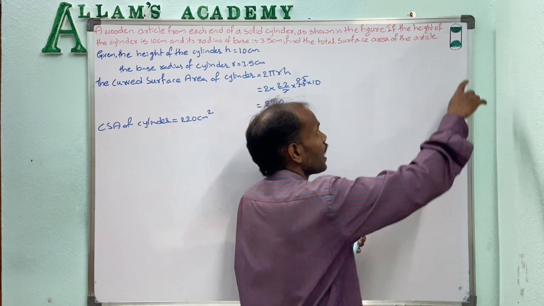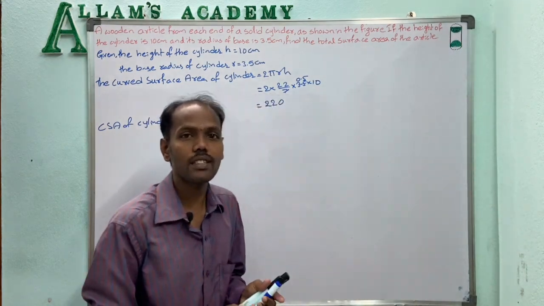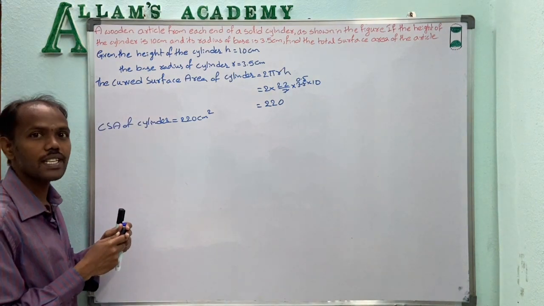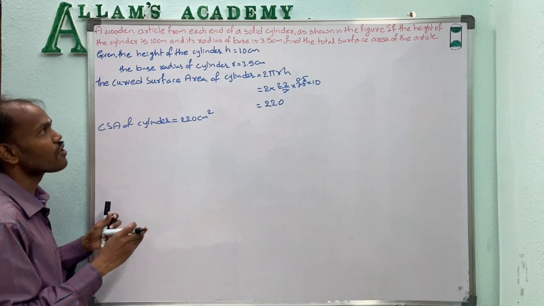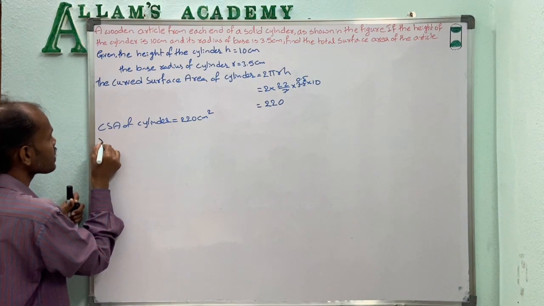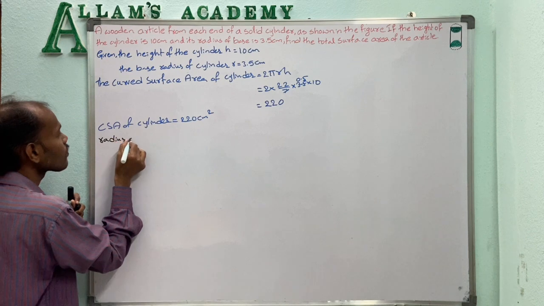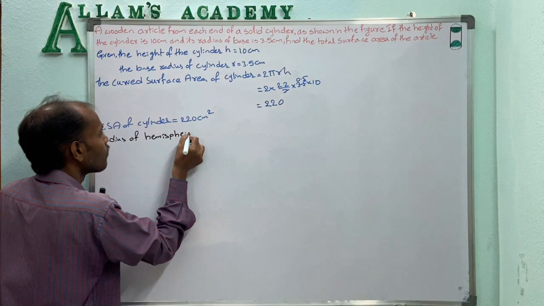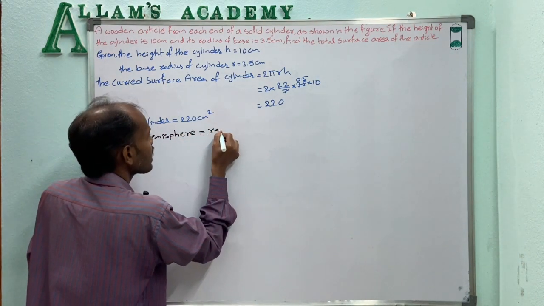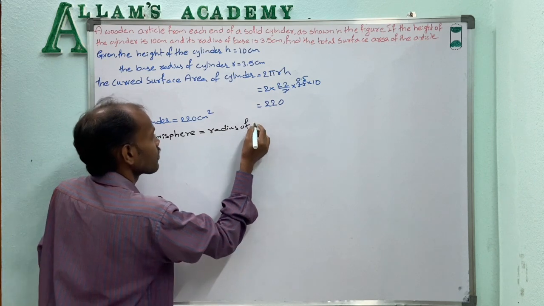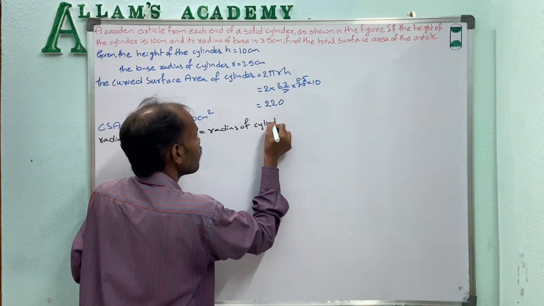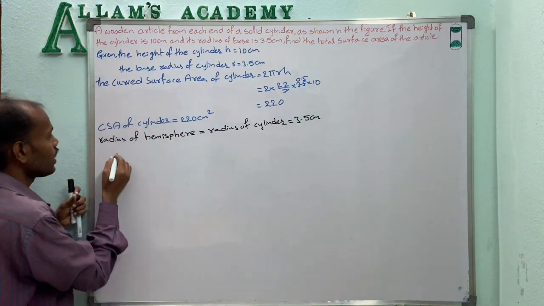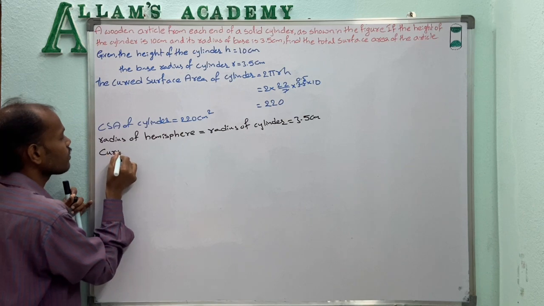Okay. Now next we have to find the hemisphere's curved surface area. The hemisphere's curved surface area is 2 pi r square. So here we need r. The radius of the hemisphere is nothing but the radius of the cylinder, that is 3.5 centimeters.